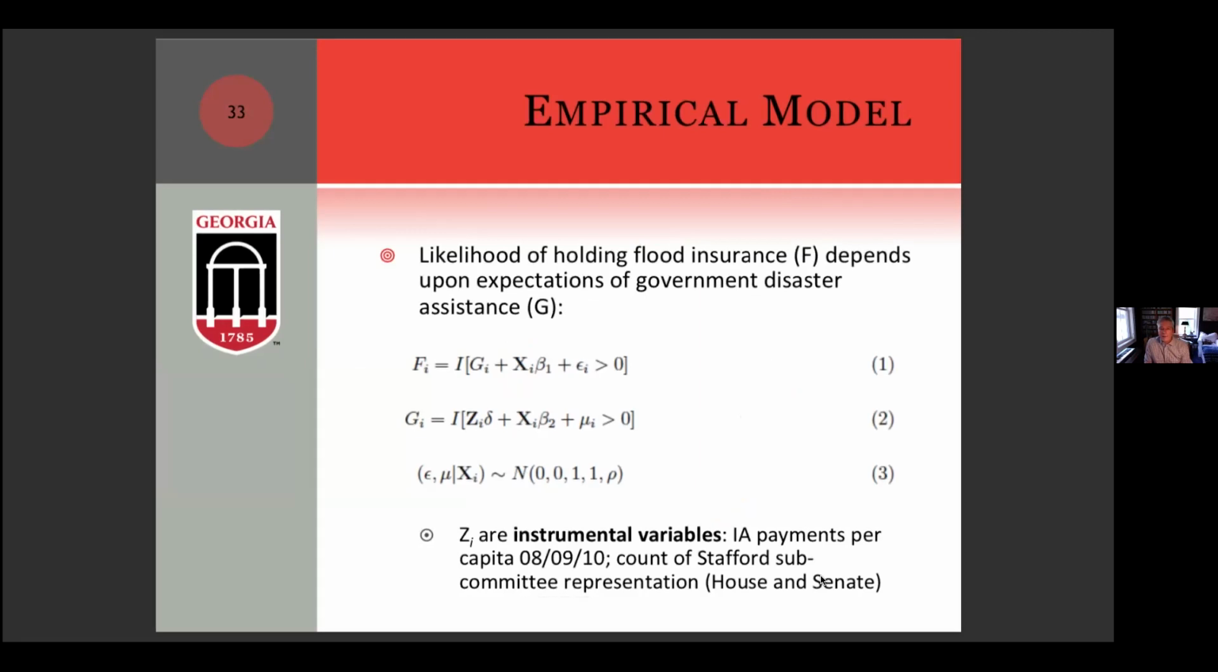So a quick sketch of our model, we're going to talk about who has flood insurance and who doesn't, and who thinks that they're likely for disaster assistance. So those are the two things we're interested in. And then in order to purge this endogeneity of expectations, we have to remove folks that might have gotten the payment, and we need to control for elements that will influence payment but not flood insurance. And to do that, we use past payments at the county level, and we also use representation on the Stafford subcommittees, both in the House and the Senate. And this has been shown to be a good way to control for expectations of disaster assistance in other papers in the literature.